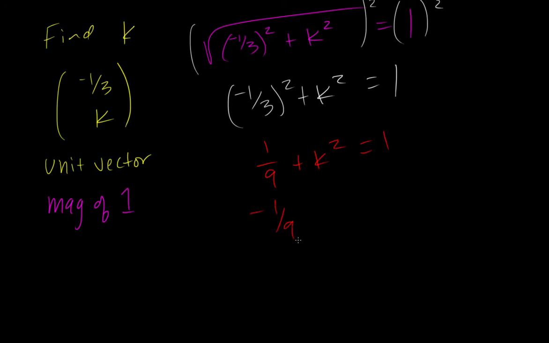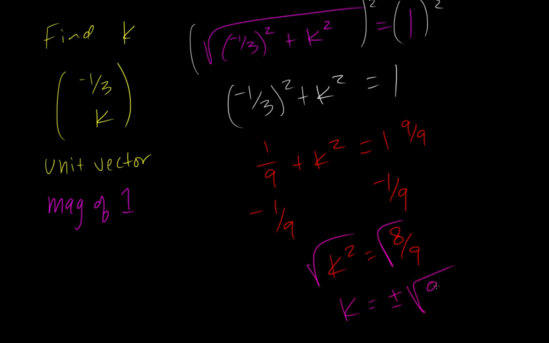We can subtract 1/9. If I think of this one as 9 over 9, that's going to give me 8/9. Then if we square root both sides, K is going to equal plus or minus square root of 8 over 9. And if we just square root the top, square root the bottom, we get square root of 8 over 3 with our plus or minus.